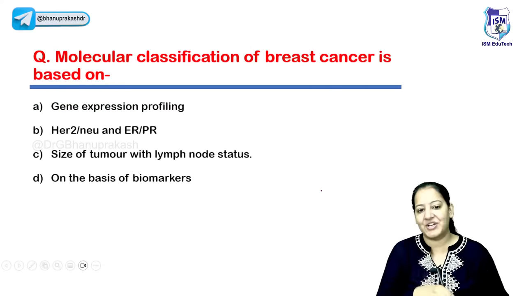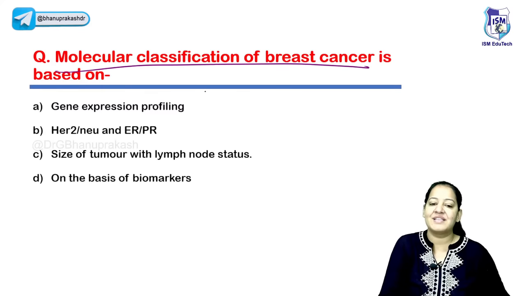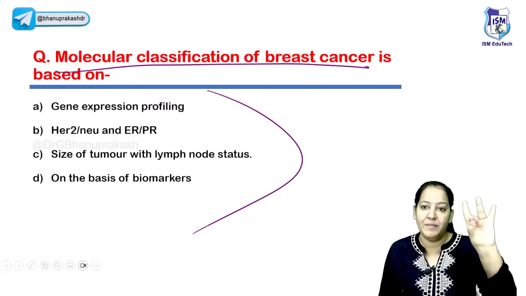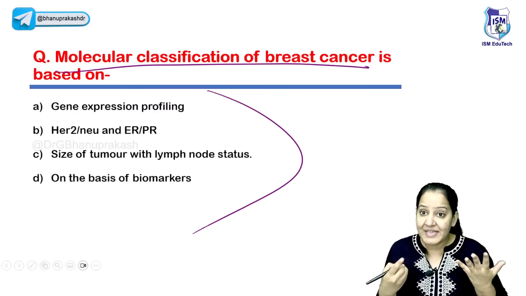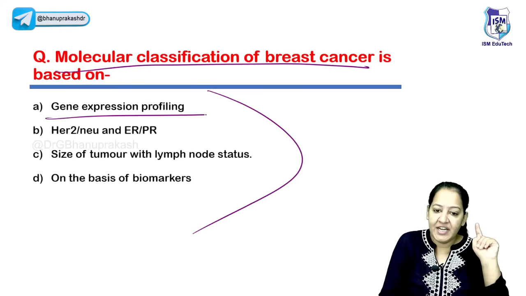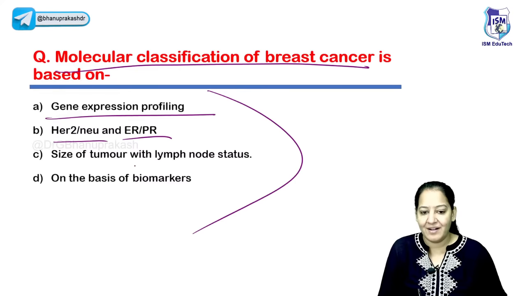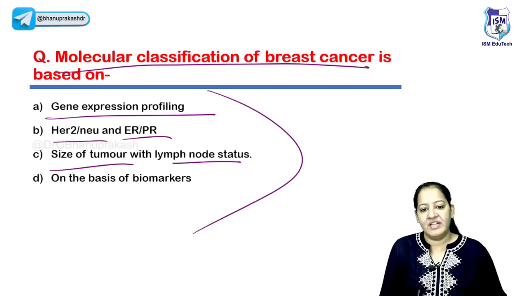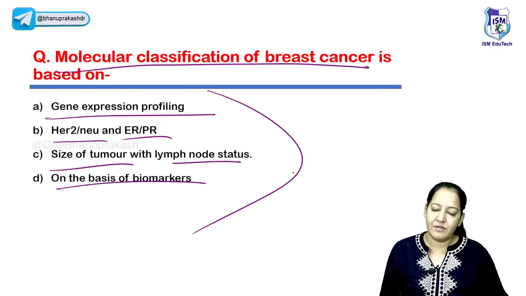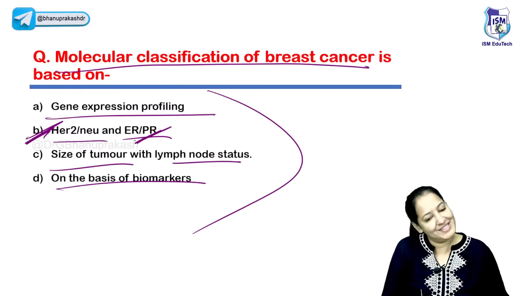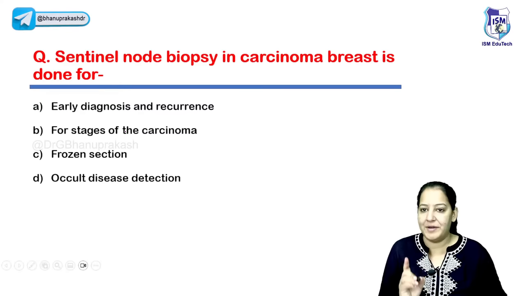Okay, coming to the next question. Molecular classification of the breast cancer is based on what? In molecular classification, we divide them into four categories: luminal A, luminal B, basal, and HER2. What is the basis of the classification? Is it gene expression profile? Is it HER2 neu and ER, PR? Is it size of tumor with the lymph node, or is it on the basis of the biomarker? Yes, the correct answer is HER2 neu and ER, PR.